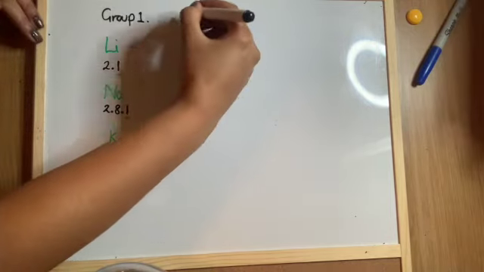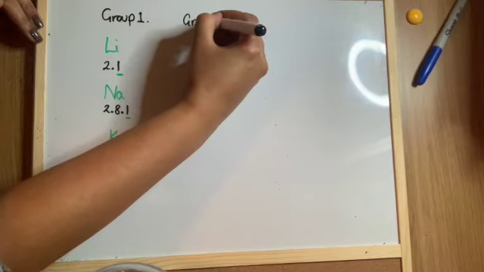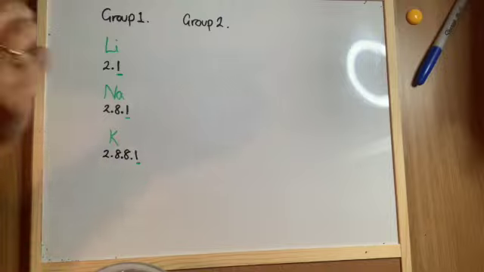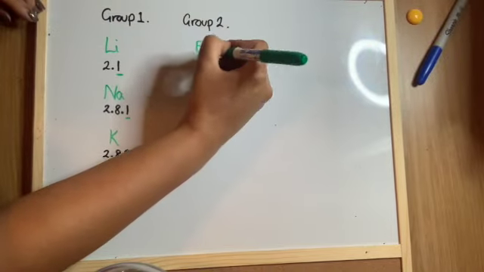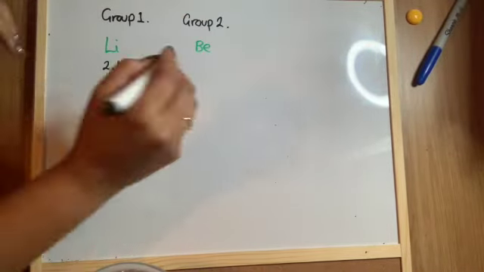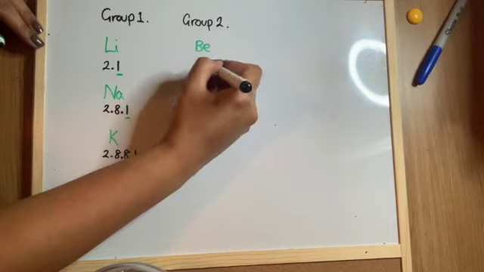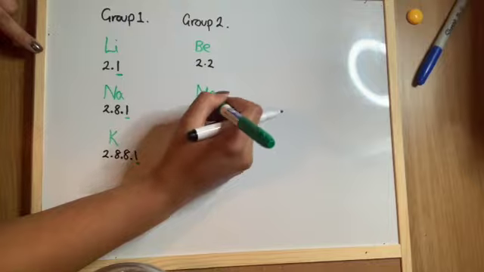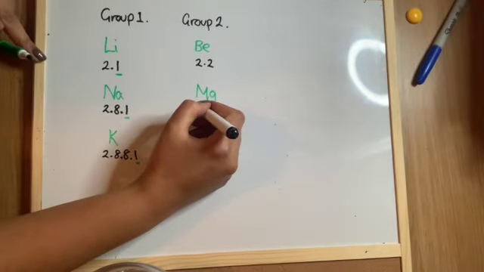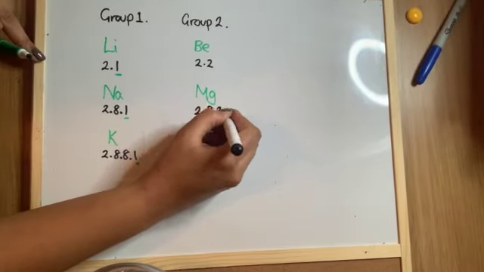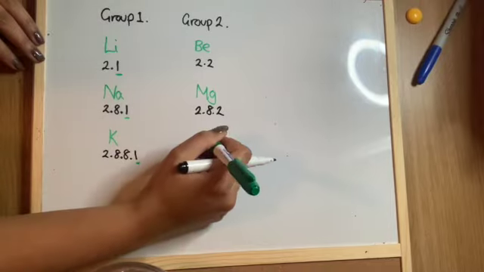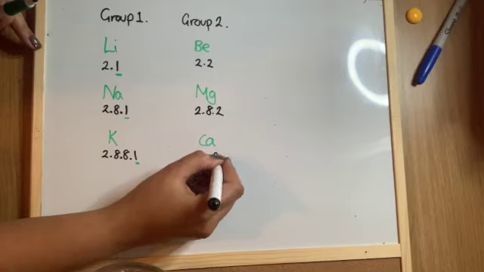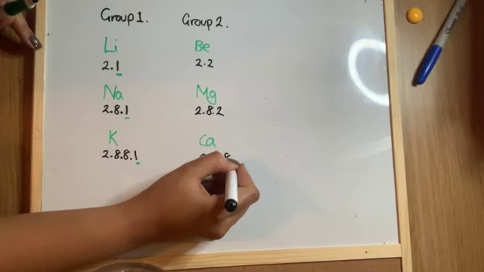If we look at group 2, we have beryllium, which is 4 electrons, 2, 2. Then we have magnesium, which has 12 electrons, 2, 8, 2. And then we have calcium, and so on. Calcium is 20, so that would be 2, 8, 8, 2.